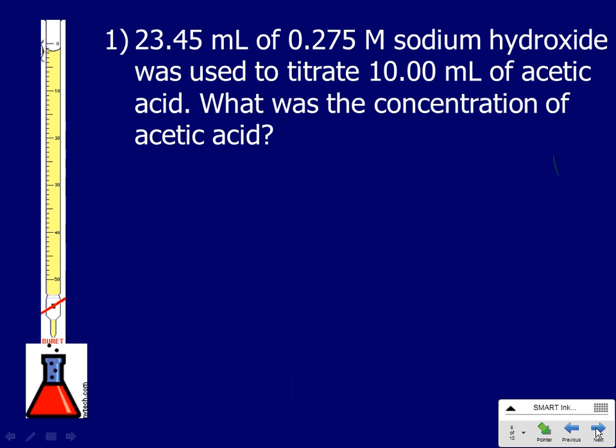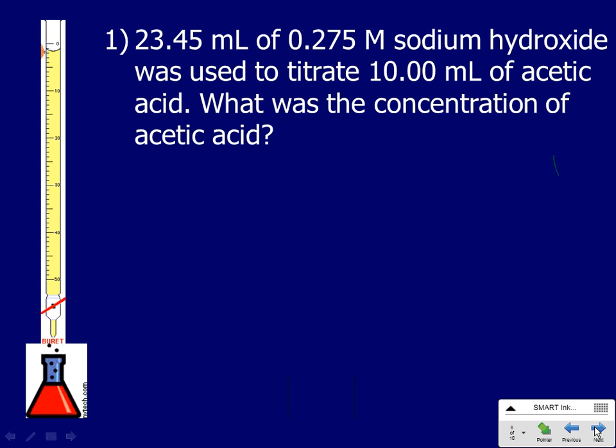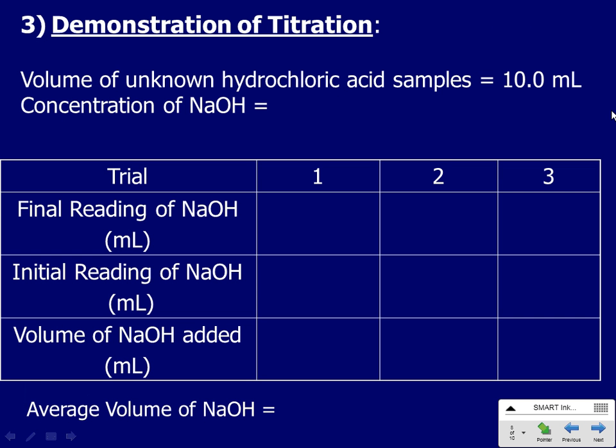So I was going to show a video. Yeah, he blinks when I bring the screen up. I was going to show a video, but I'm actually going to demonstrate it. Now, in the past, I've done these questions first, but what I want to do is jump ahead to the demonstration titration, and then we will come back and do those example problems.